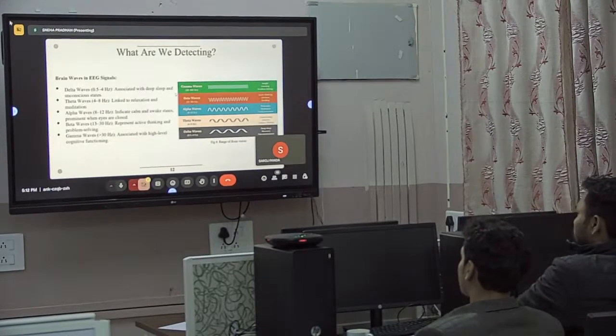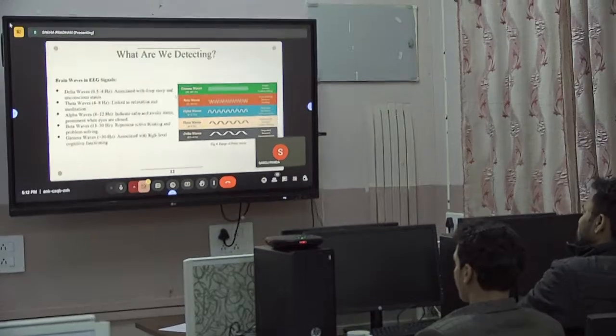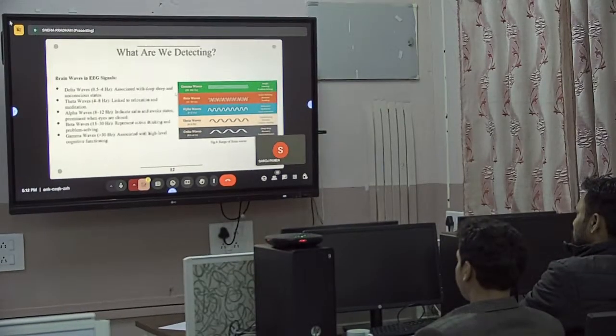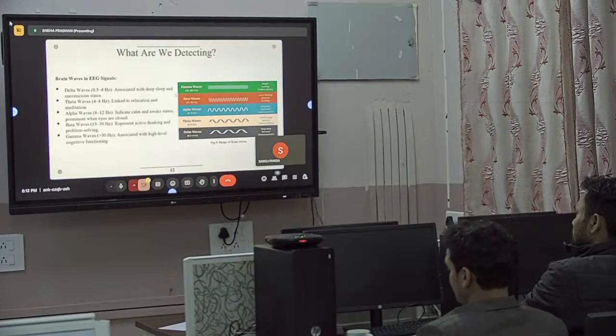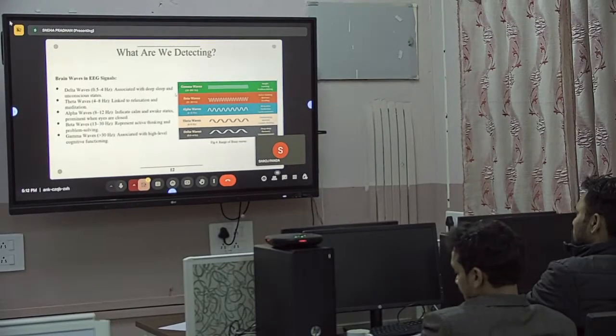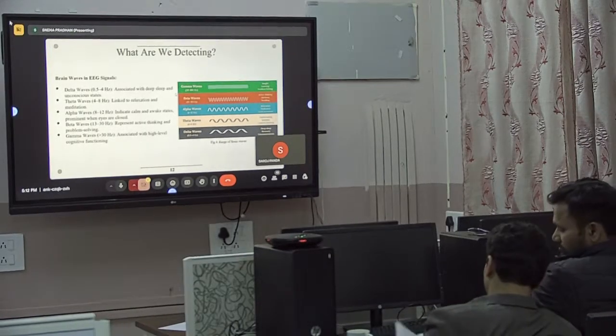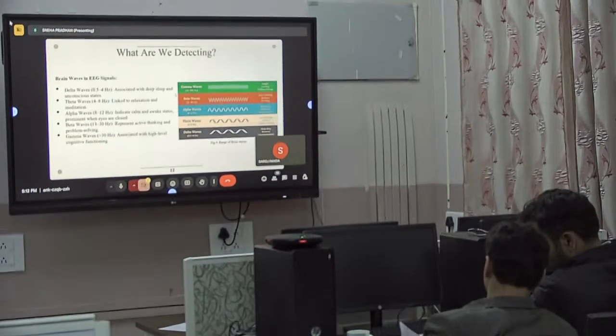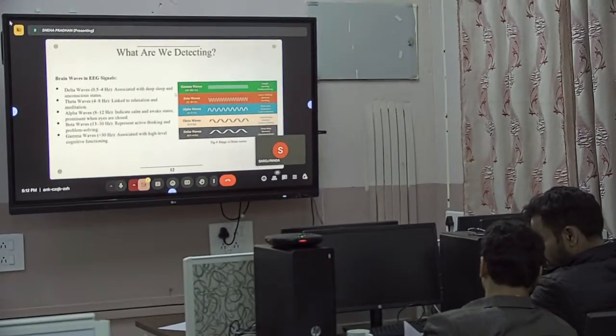Now, what are we exactly detecting? We focus on detecting various brainwave patterns like delta, theta, alpha, and gamma. These bands correlate with different mental and physiological states of our brain. Delta waves, ranging from 0.5 to 4 Hz, are associated with deep sleep and the unconscious state. Theta waves are associated with relaxation and meditation.